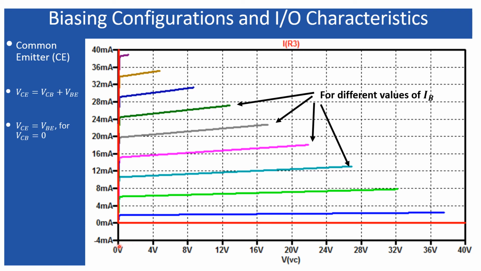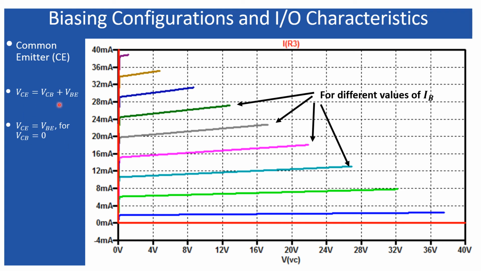Typical values these are. But in case of common base, the saturation region was less than 0 voltage for the common base, VCB less than 0. But in the common emitter, that saturation region starts for the collector to emitter voltage greater than or equal to 0. Now, why is it happening?